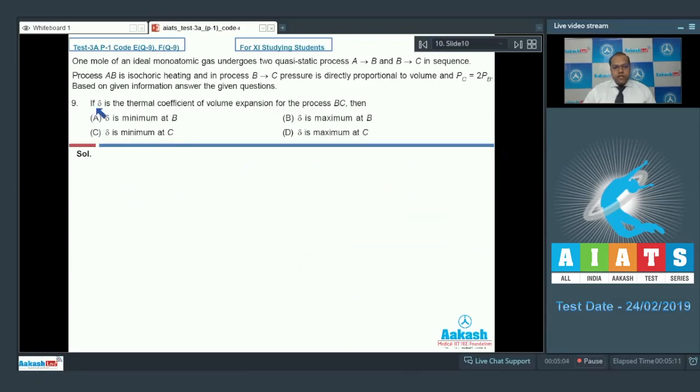In question number 9, if delta is the thermal coefficient of volume expansion for the process BC, then we have to check the validity of the given options. As I have already seen, T is proportional to V square. So if I differentiate this, 2 into dV by V is equal to dT by T. So if I write delta, that is dV by V divided by dT, this is equal to 1 by 2T. So delta is inversely proportional to T. So in the process BC, the minimum temperature is at point B and the maximum temperature is at point C. So in the process BC, B is at lower temperature and C is at higher temperature.